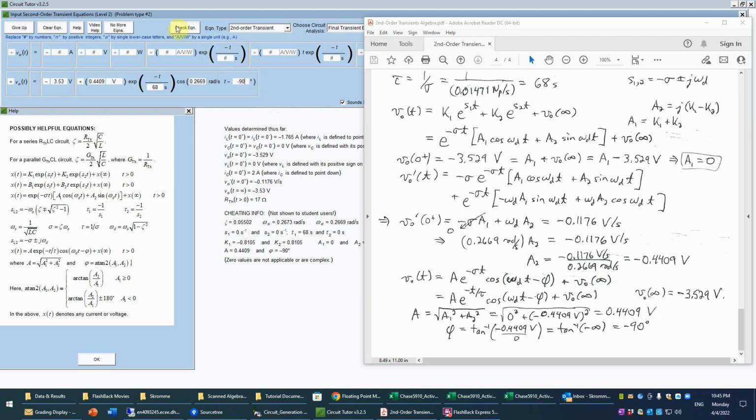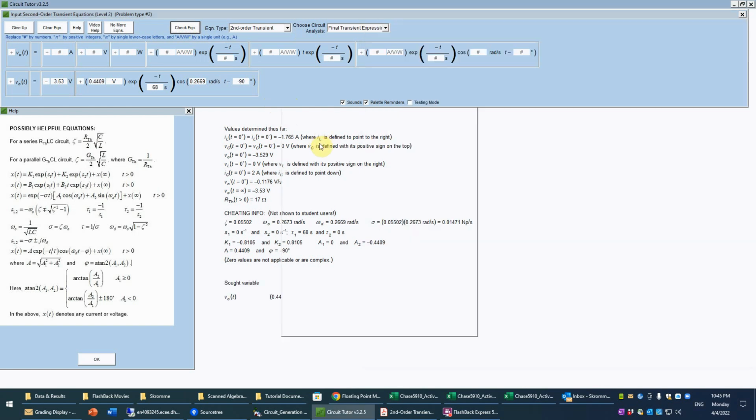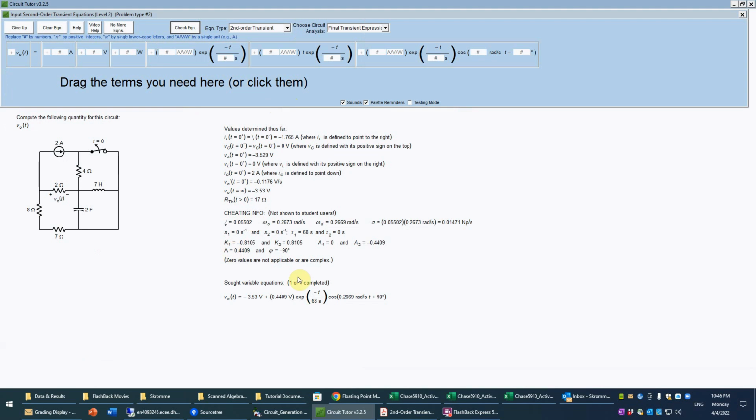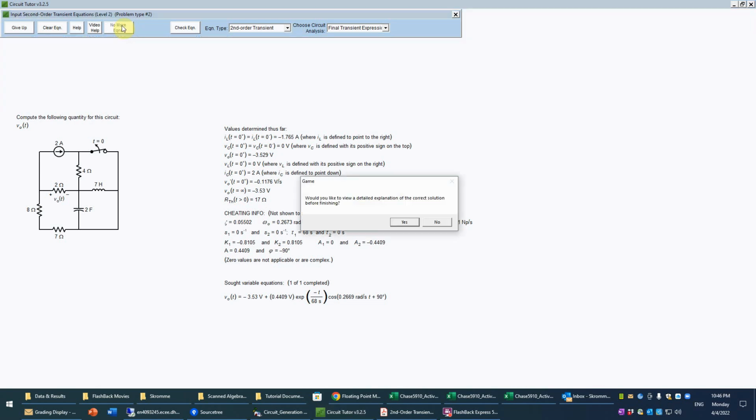And so now we just have to check that equation. And that was correct. It's just going to redraw things here in a moment. Okay, so we have the equation now that we entered correctly. Basically that's all we need to do, so we can click no more equations.